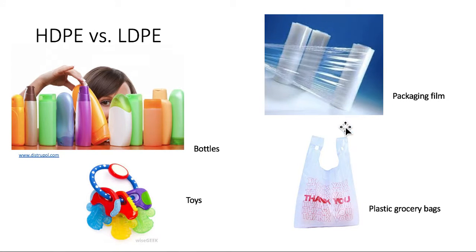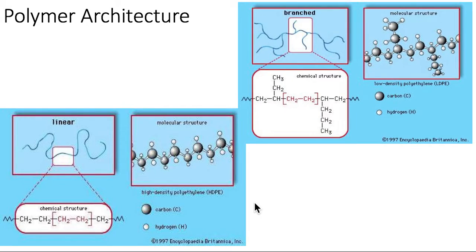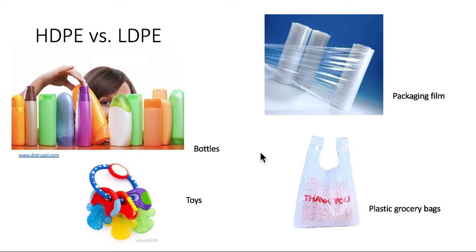This is the reason why the highly branched, low-density polyethylene is very flexible and is used for packaging film, like this one right here, and plastic grocery bags. On the other hand, the linear high-density polyethylene is tough enough to be shaped into objects such as bottles and toys. So now you can see the examples and how the molecular structure influences the function.